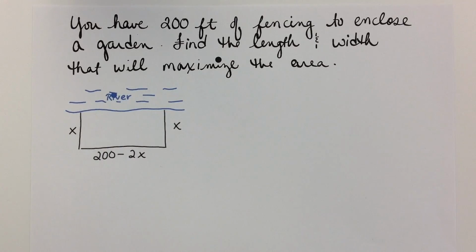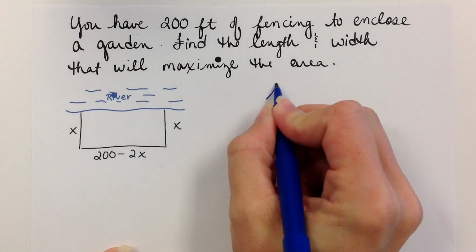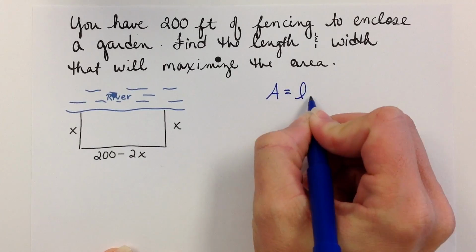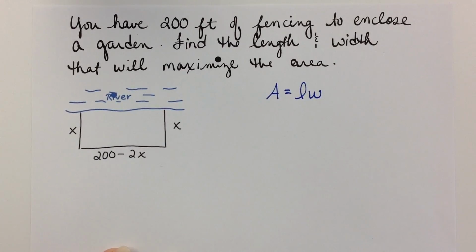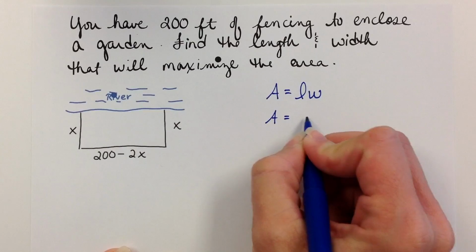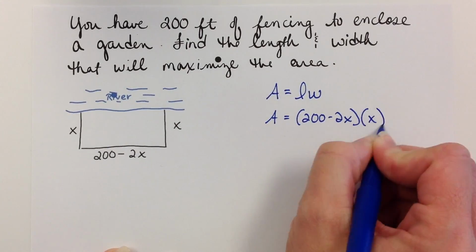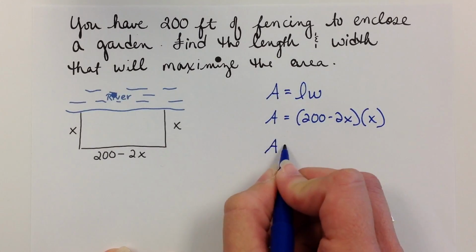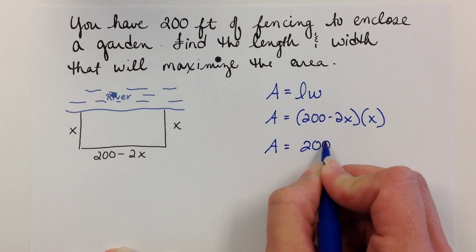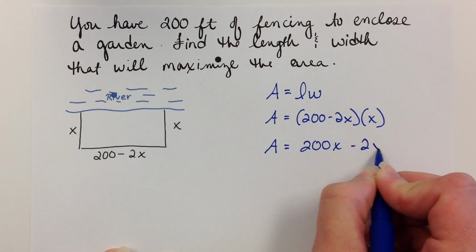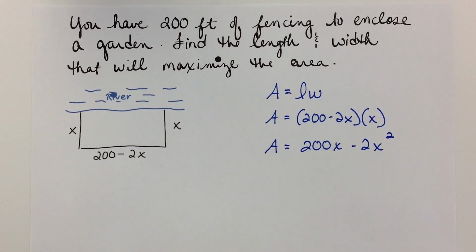Now what you're trying to maximize though is area. So you've got to think about your area formula for a rectangle, of course, which is length times width. And if you substitute in your length, which is the 200 minus 2X, and your width, which is just X. Now if you distribute your X, you'll have 200X minus 2X squared. So you end up with a quadratic. So that's why this problem fits in this particular lesson, because you do have a quadratic to work with now.